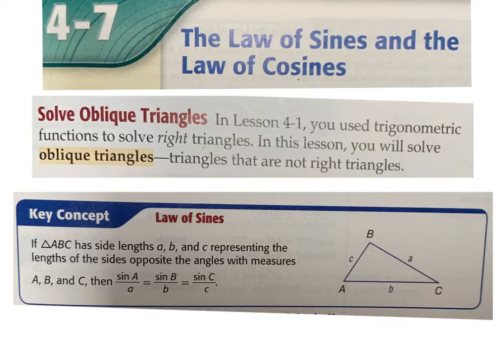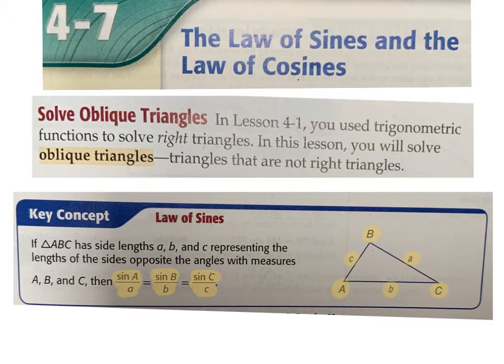The law of sines says that you have any triangle. It does not have to be a right triangle. They have labeled it: angle A is across from side A, angle B is across from side B, and angle C is across from side C. For any triangle, these sides and angles will be set up in ratios. The sine of A over A will equal the sine of B over B, which equals the sine of C over C. This is the law of sines.